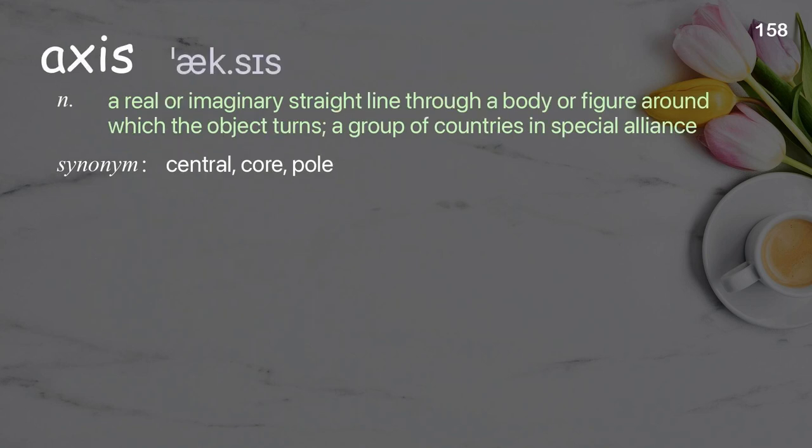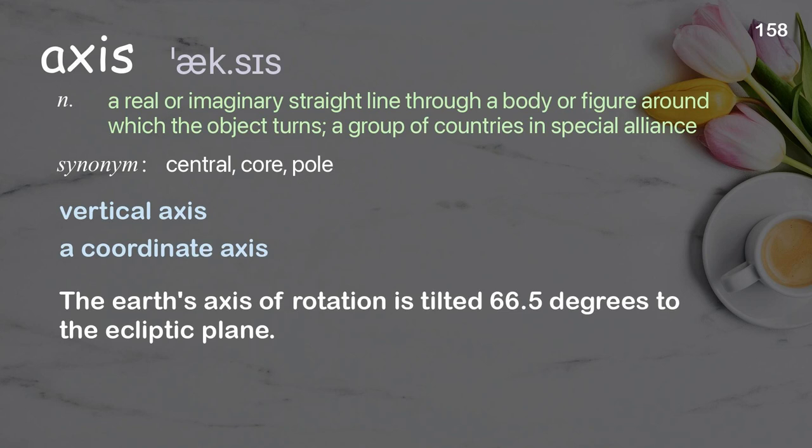Axis: a real or imaginary straight line through a body or figure around which the object turns, a group of countries in special alliance. Examples: vertical axis, a coordinate axis. The Earth's axis of rotation is tilted 66.5 degrees to the ecliptic plane.